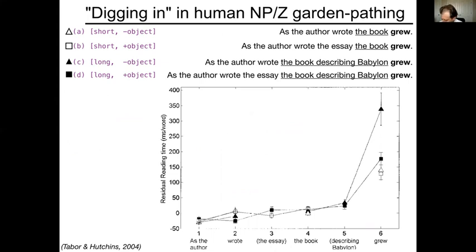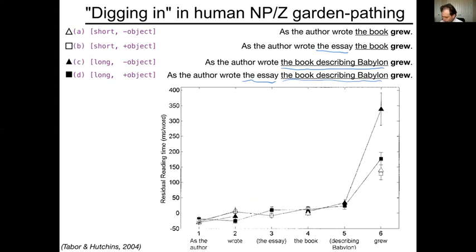We either have a long stretch of text, like in C and D. We have a couple of extra words that are intervening in between the book and the disambiguating region grew, or A and B is a short condition where the book is immediately followed by grew. And now, instead of a comma being used to block the potential garden path, in conditions B and D, there's an explicit object for the verb wrote, and in conditions A and C, there's not. Okay, and so the bottom is a self-paced reading, word by word graph.